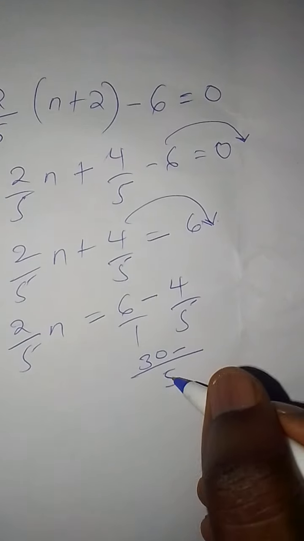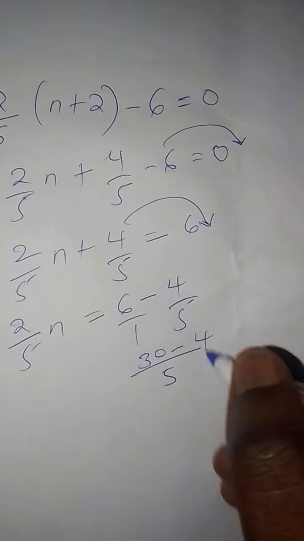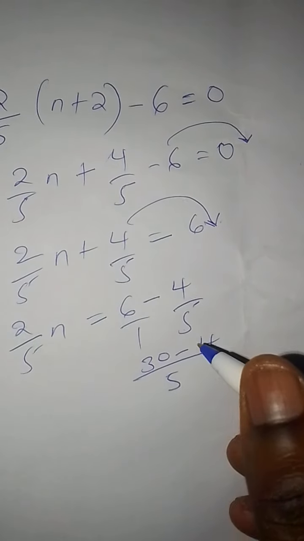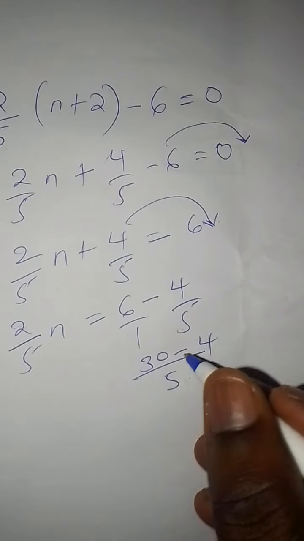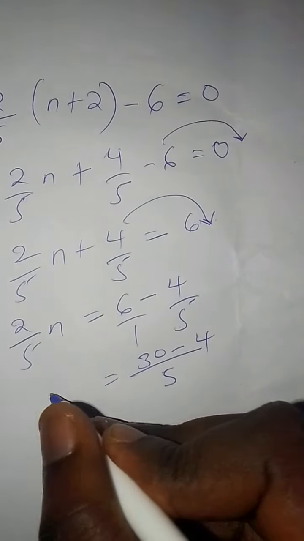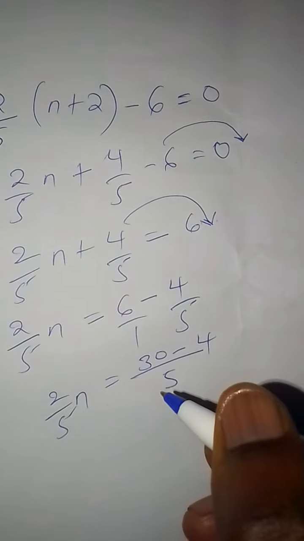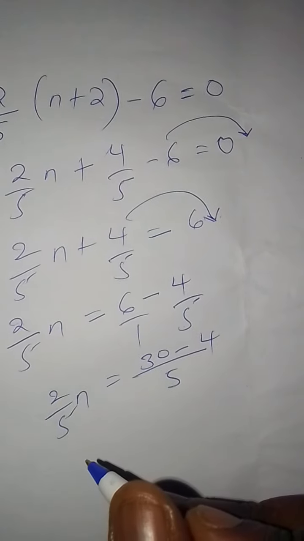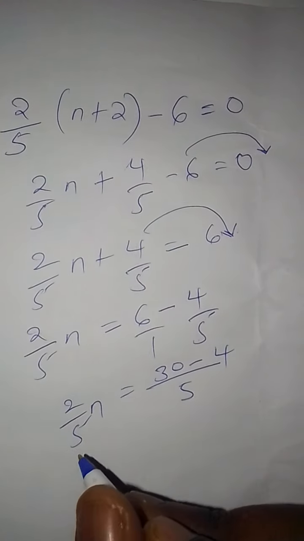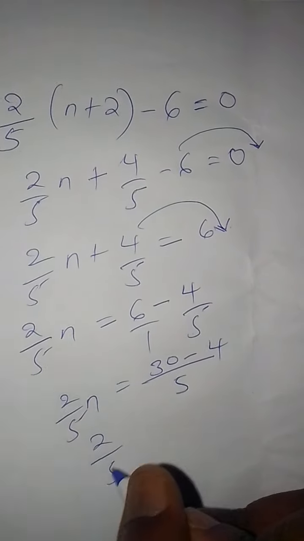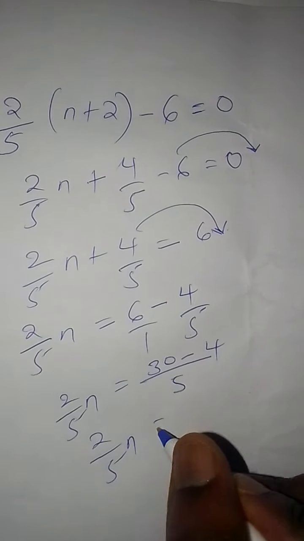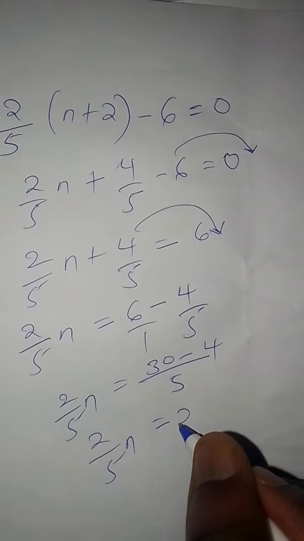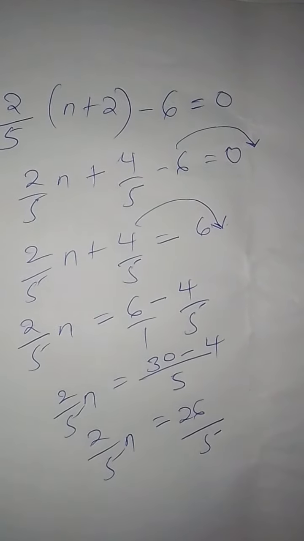Subtract. 5 goes into 5 once, and 1 times 4 is 4. So 30 subtract 4, yes, so we shall have (30 minus 4) over 5 is equal to 2/5 n. Now, so our next one, we shall now have 2/5 n is equal to 30 minus 4, that is 26 out of 5.